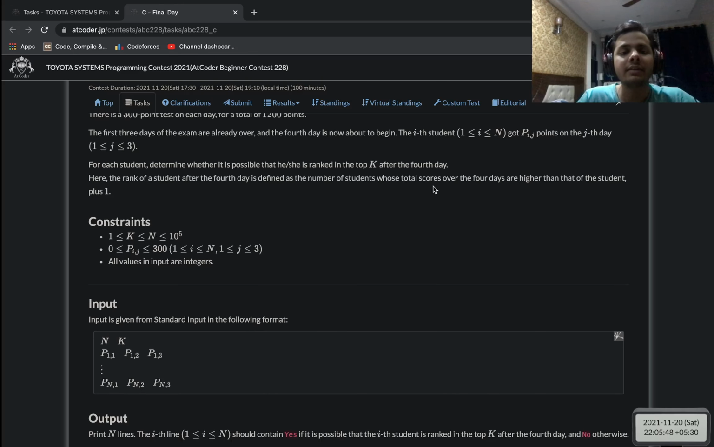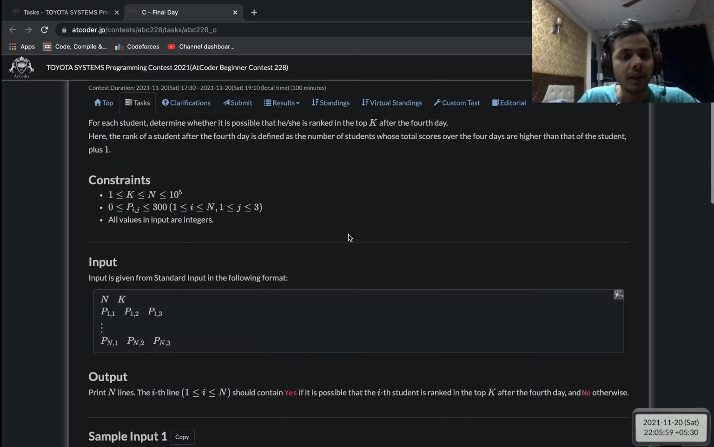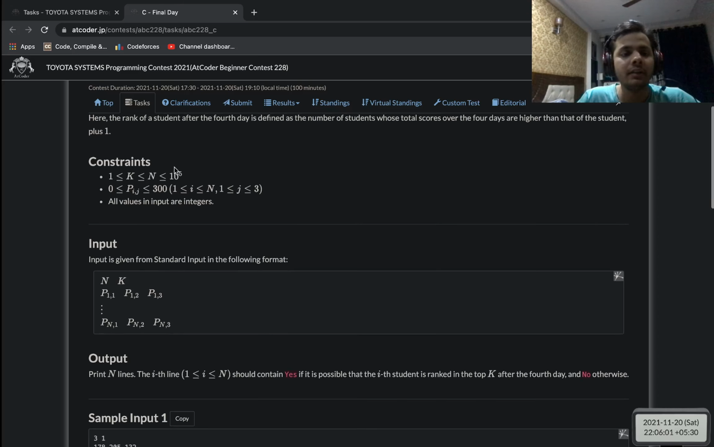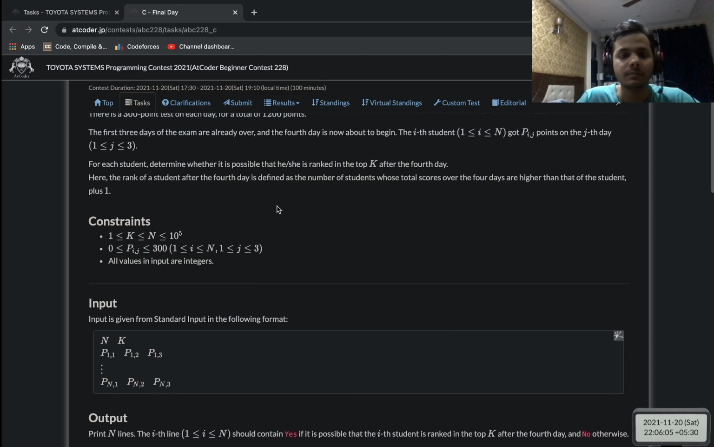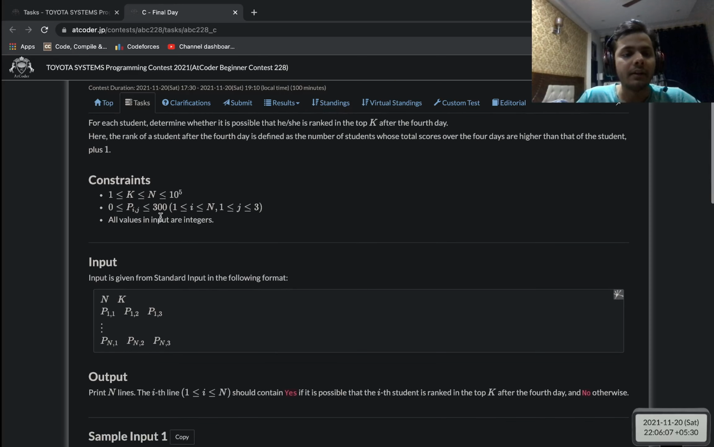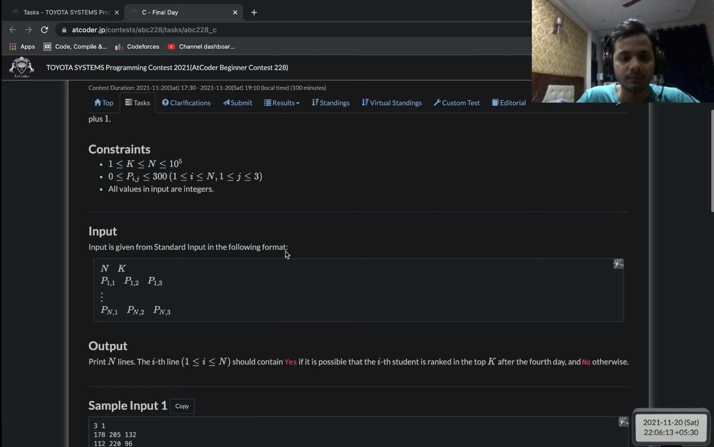And again, the rank is defined as 1 plus the total number of people who scored strictly higher than us. So our rank will be 1 plus the number of people who scored strictly higher than us. The constraints here are standard. N is up to 10 to the 5 and k is less than n. And obviously the value of Pij is from 0 to 300, since every day the maximum marks is 300.